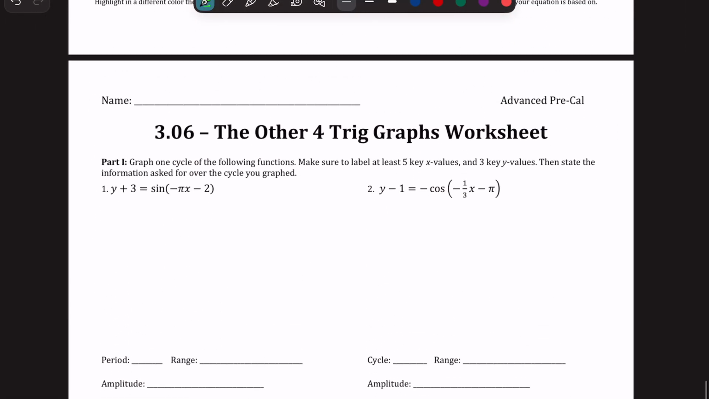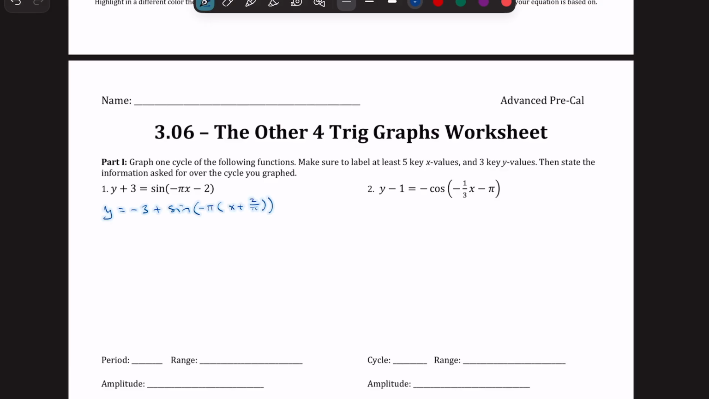So here we go. Okay, so the first thing obviously I'm going to do is get this to be, well, that's a nice bright green that I don't want to use. y is equal to -3 plus the sine. And I'm going to divide out that negative pi times x plus 2 over pi y.